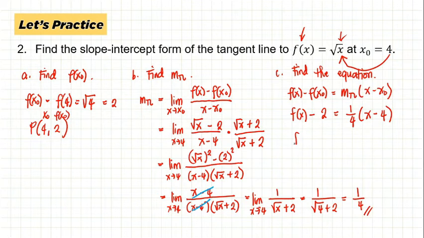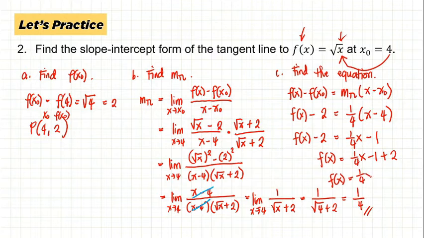Then simplifying, you will have f of x minus 2. Distribute, you have 1/4 x. 1/4 times 4 is 1, minus 1. Then we will have f of x equal to 1/4 x minus 1 plus 2. So the final form will be f of x equal to 1/4 x plus 1. This will be the equation of the tangent line. Okay, that is for number 2.